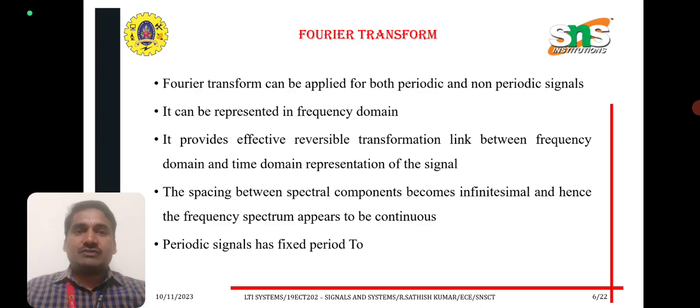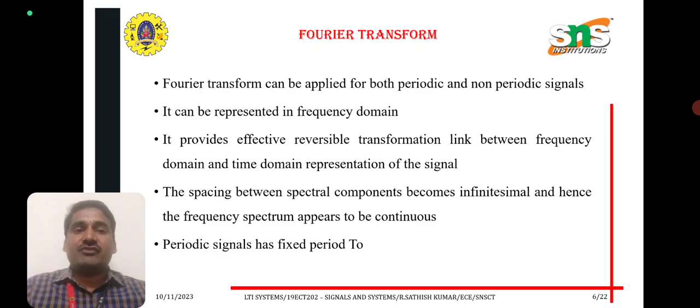Next, Fourier transform. Fourier transform can be applied for both periodic and non-periodic signals. It can be represented in frequency domain. It provides an effective reversible transformation link between frequency domain and time domain representation of the signal. The spacing between the spectral components becomes infinitesimal and hence the frequency spectrum appears to be continuous.